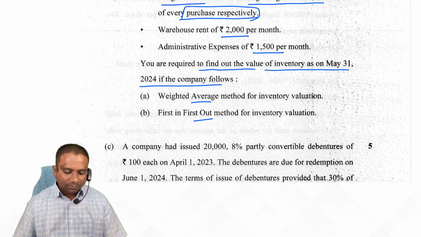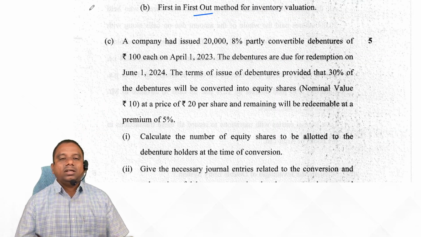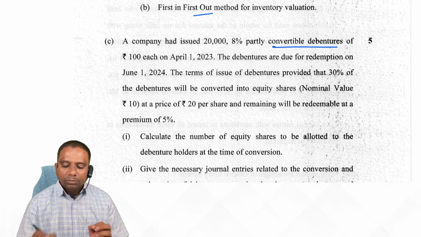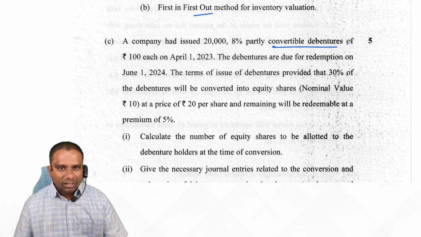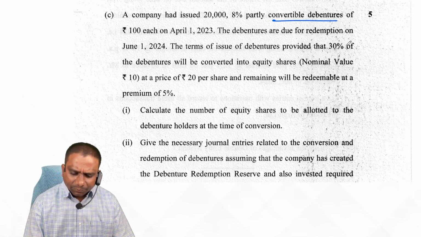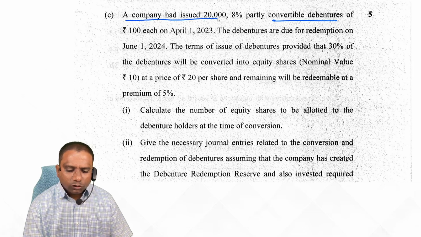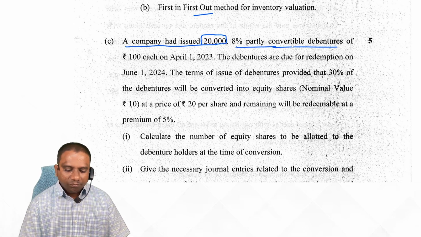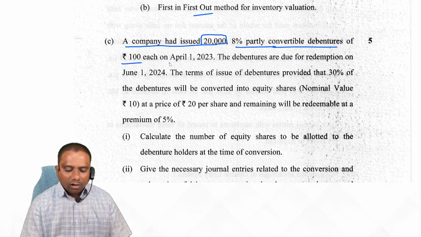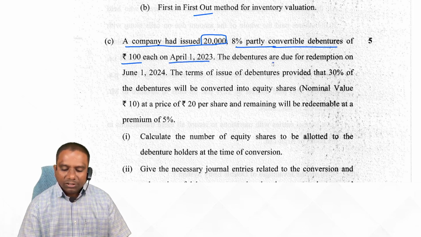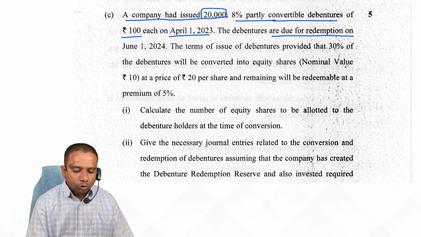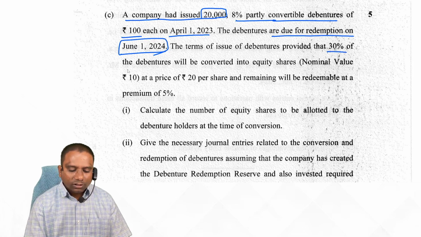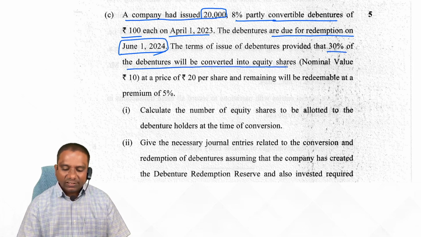Next one, 5C. 5C is for redemption of debentures. Redemption of debentures, that too convertible debentures. Here they said, look at, a company had issued total 20,000 debentures, 8% partly paid up, partly convertible on April 1st, 2023. The debentures are due for redemption on June 1st, 2024. The terms of issue is 30% of the debentures will be converted into equity shares.